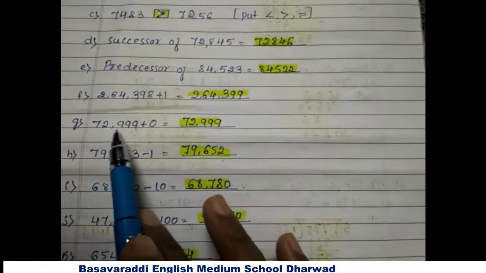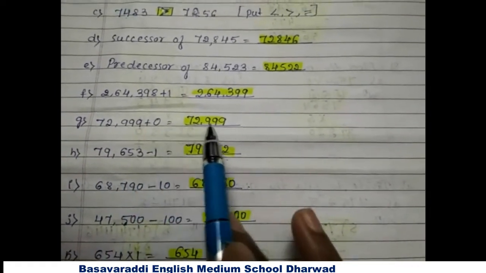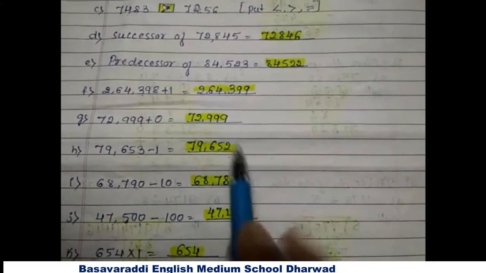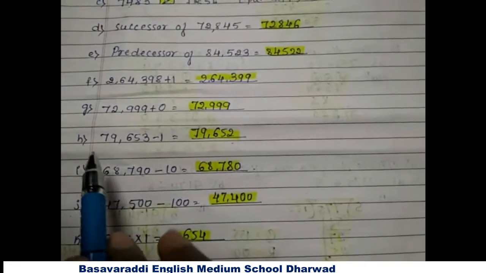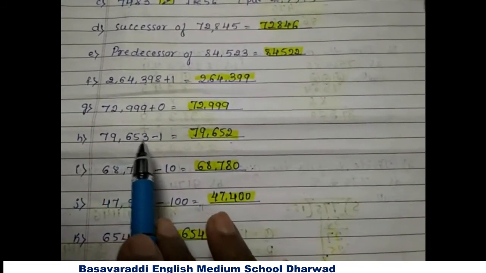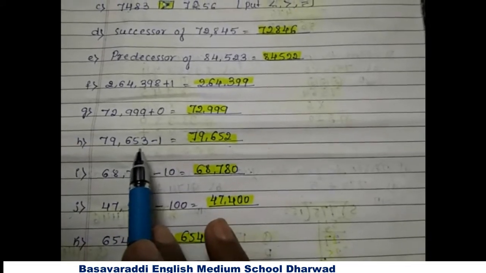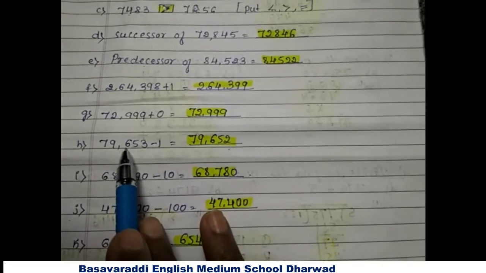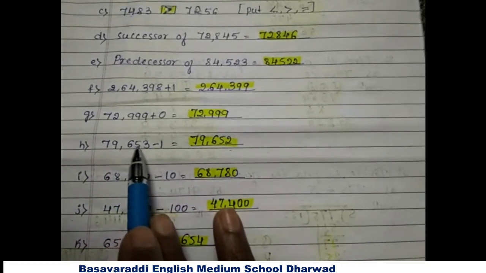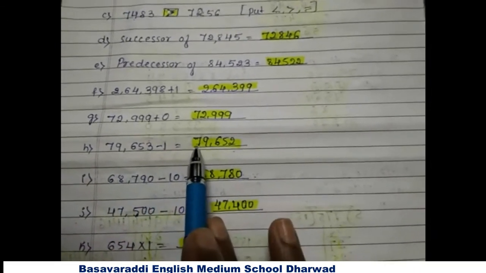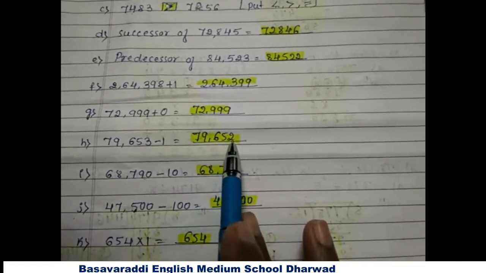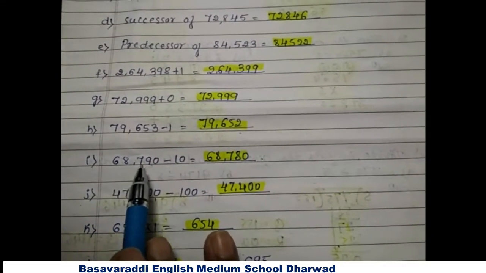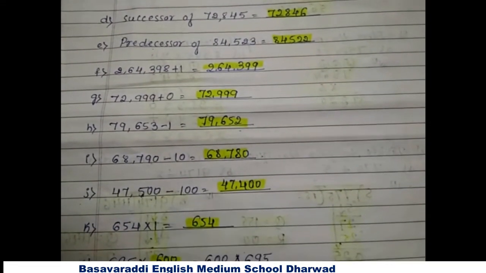So 72,999 plus 0 is equal to the number itself. It means 72,999. The H, 79,653 minus 1. This is the predecessor of the number. 79,653 minus 1 is equal to 79,652. The I, 68,790 minus 10.